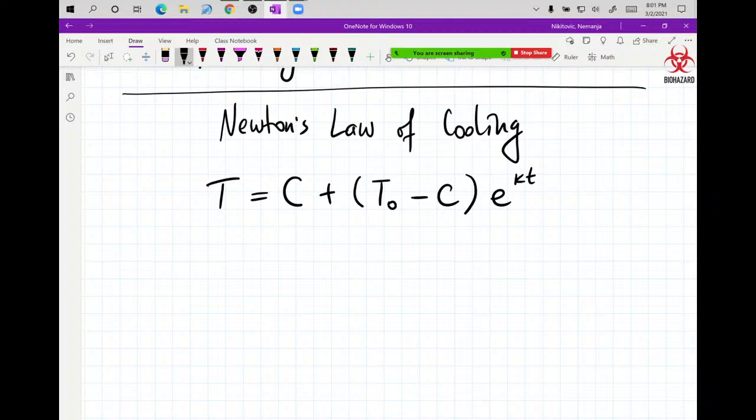So, it is an equation where you have the C, which is the room temperature. How about room temperature? There we go, room temperature. So C is the room temperature.